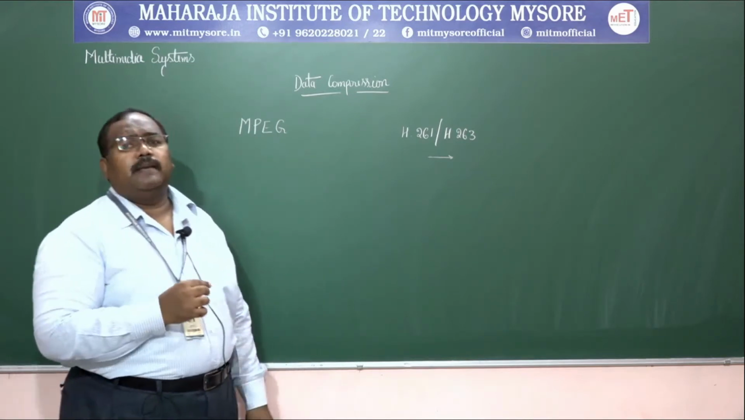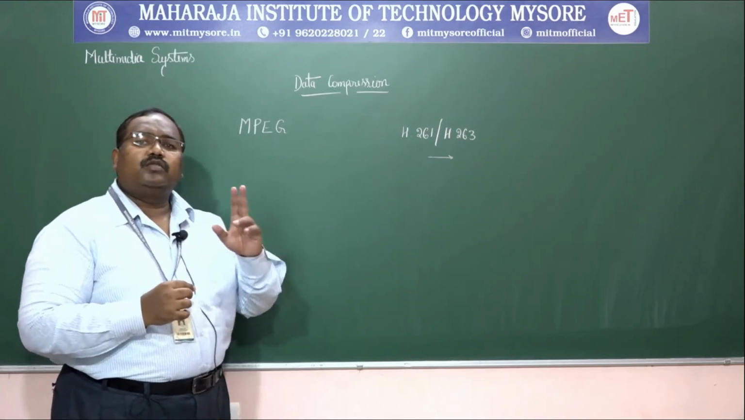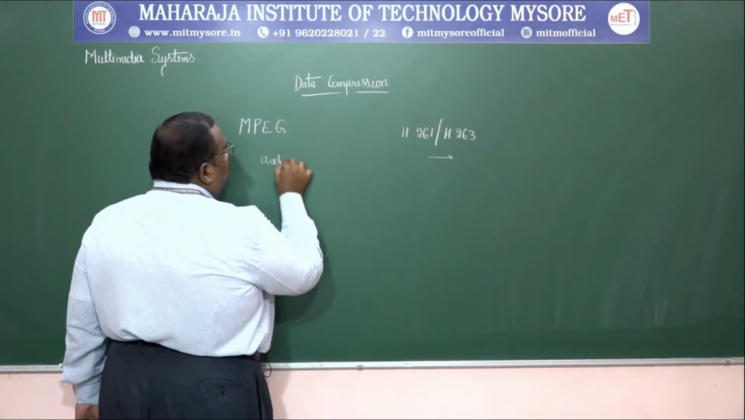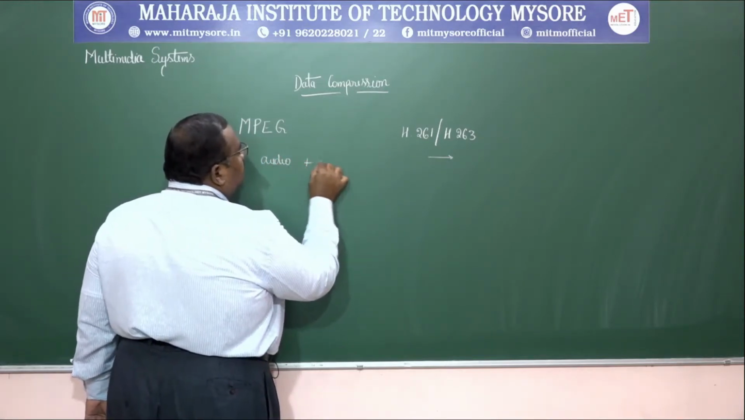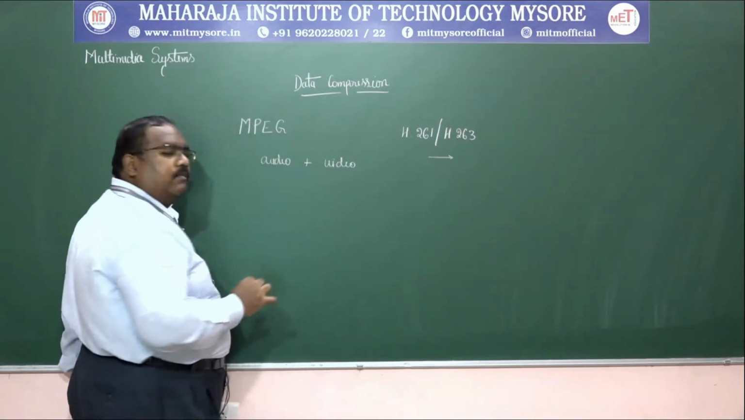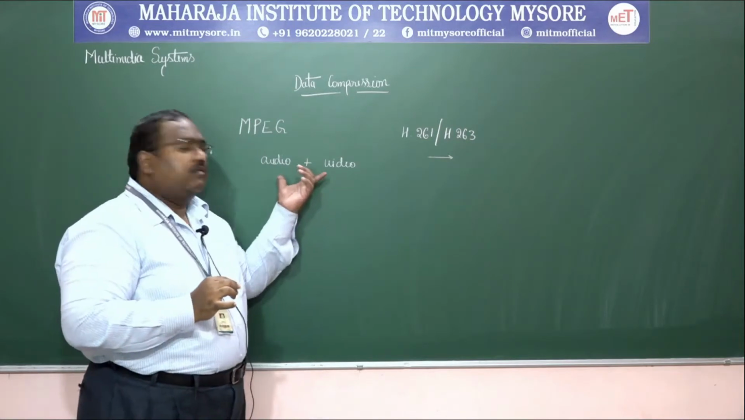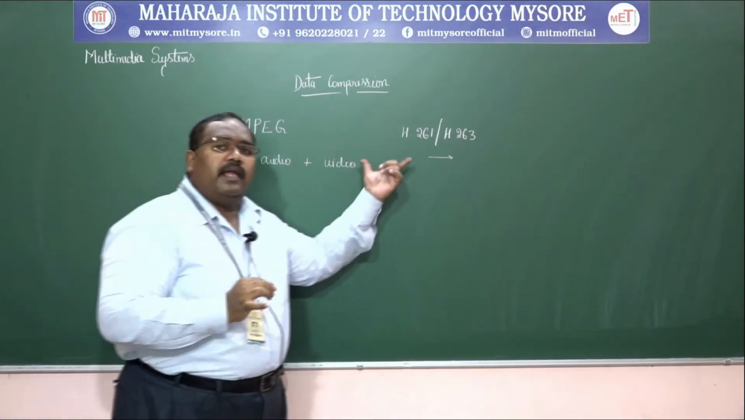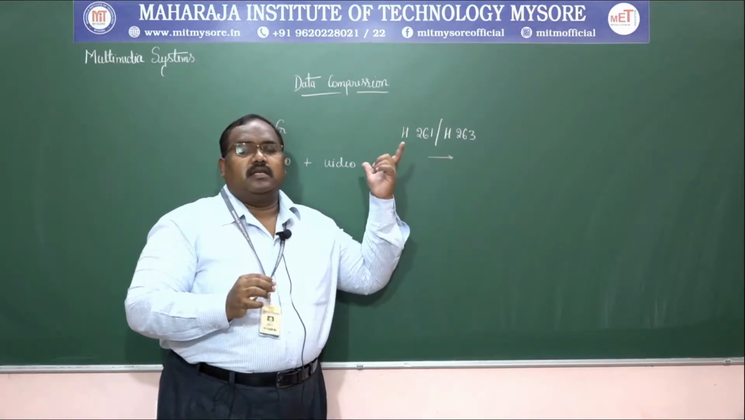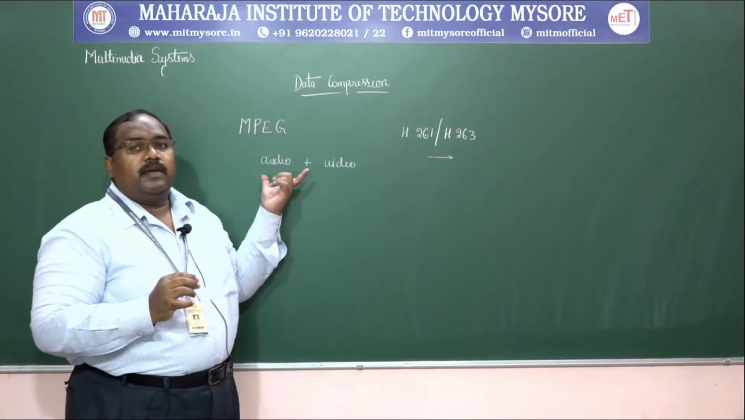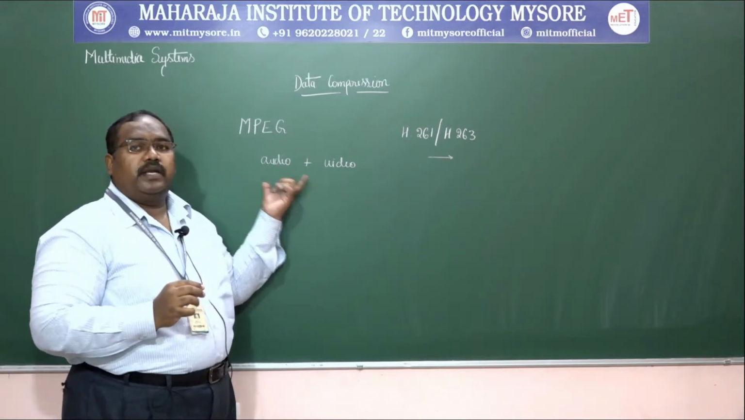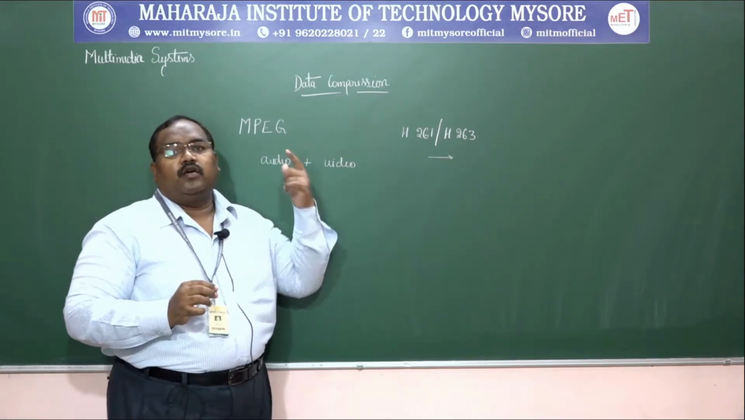When I talk about Mpeg compression, it includes two components: one is the audio plus the video, that is the motion picture. Whereas in JPEG and other compression, we were talking only about still images. But now, when we talk about Mpeg, we are about to compress two components. One is the audio component and the second one is the video component.